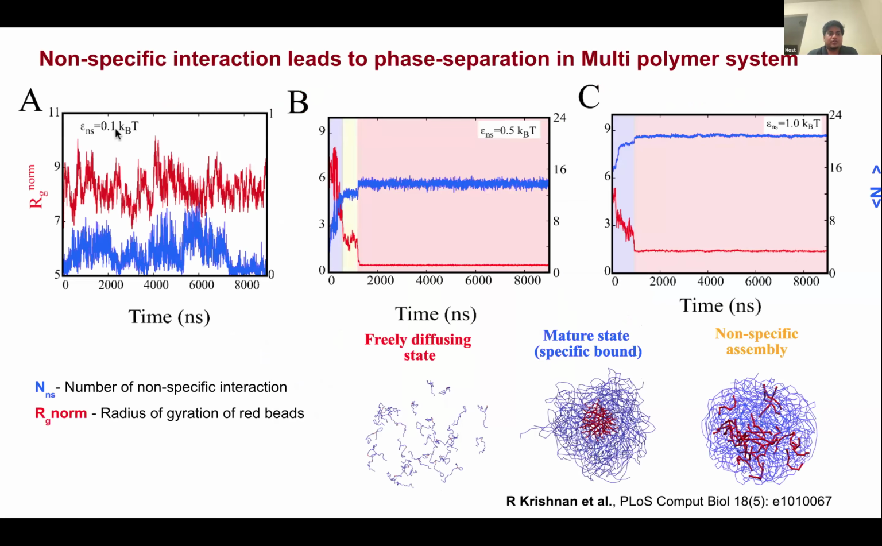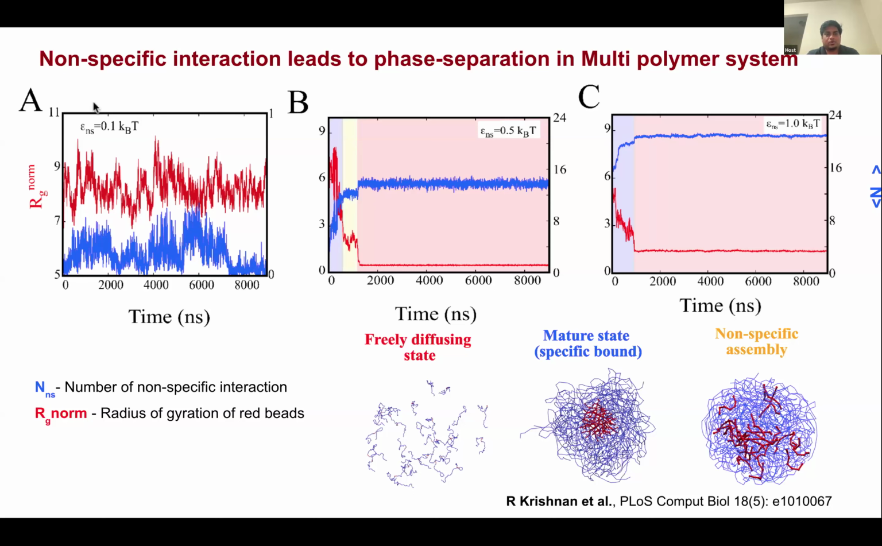In this graph we can see the number of non-specific contacts. It is the number of non-specific interactions, NNS, on the right side of the graph. On the left side of the graph, it is the radius of gyration of red beads. Radius of gyration says how close the red beads are. NNS says the number of interactions. It means whether the polymer is nearby or not.